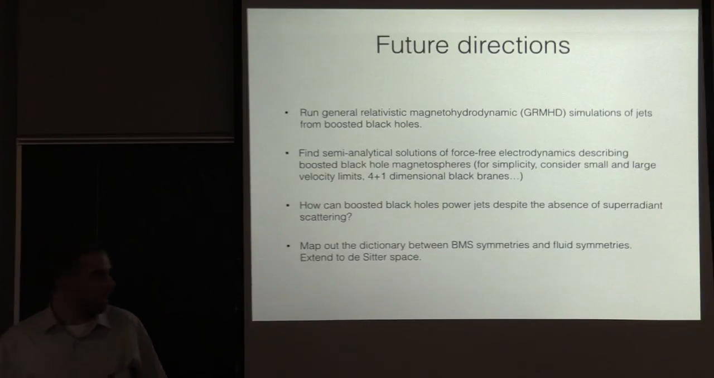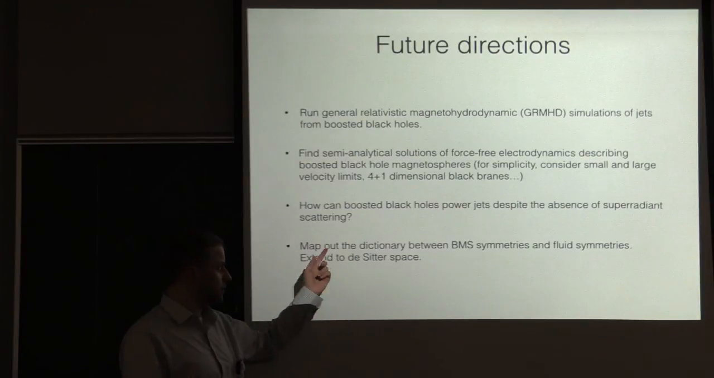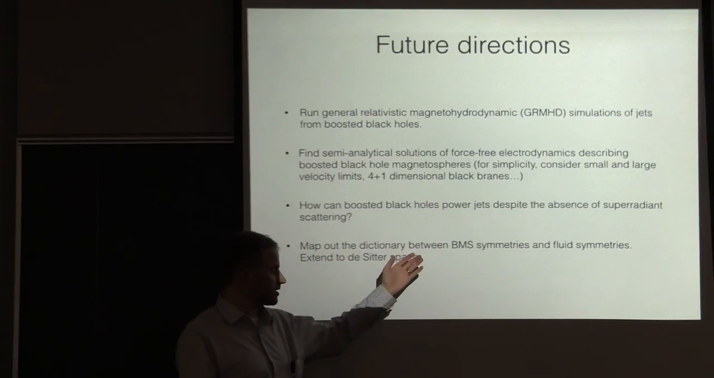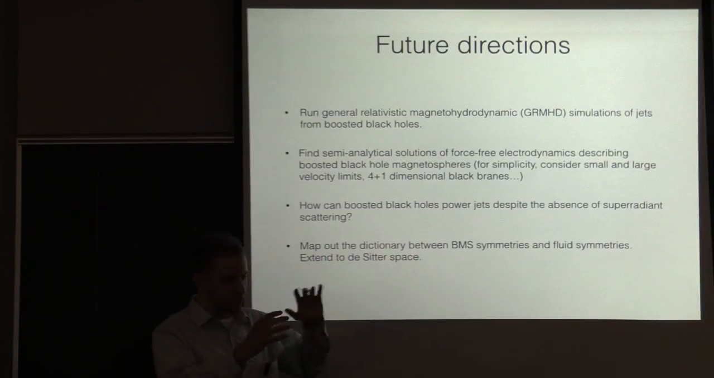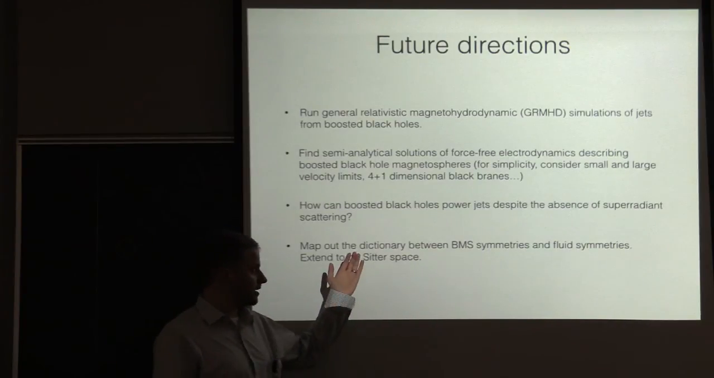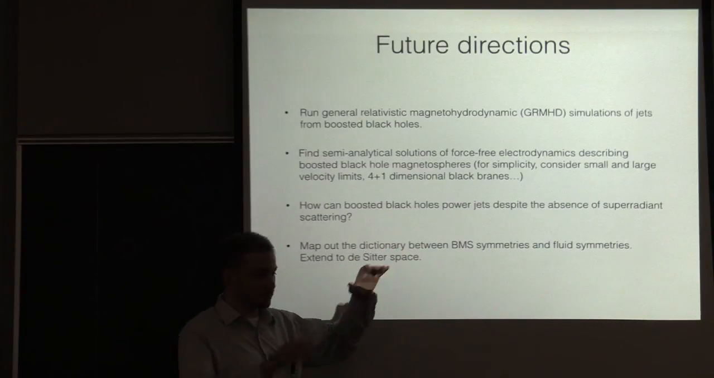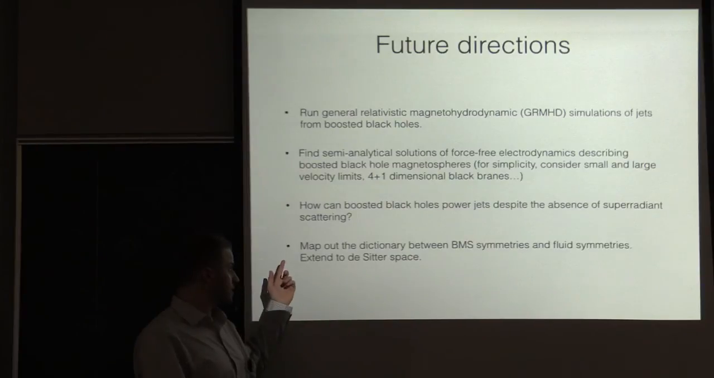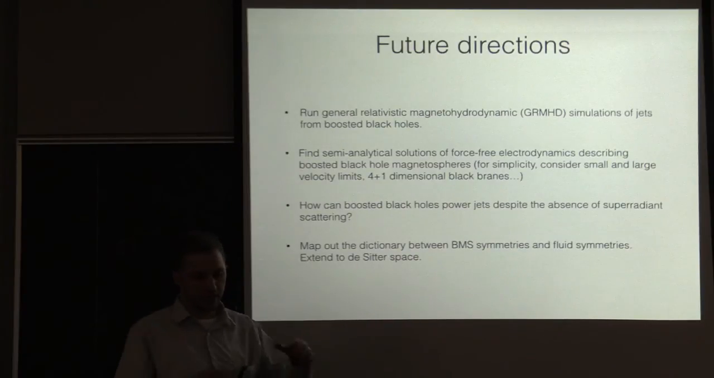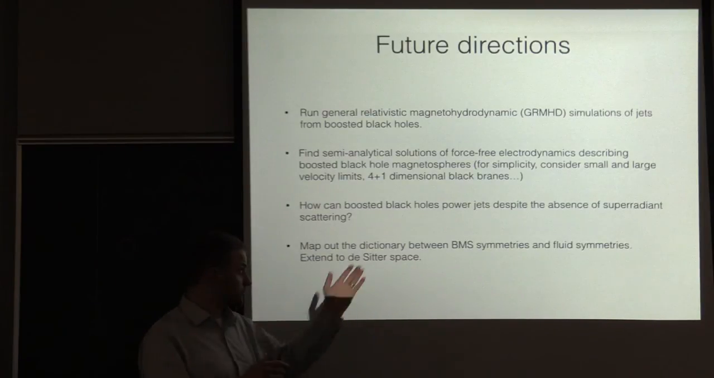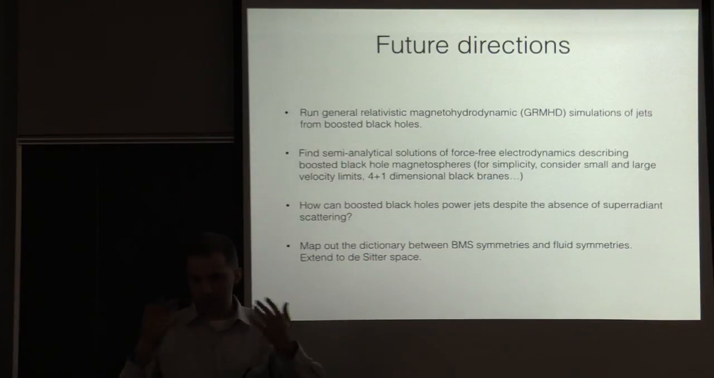And then finally, there's a lot to do mapping out this dictionary between the BMS group and the fluid interpretation of it. And then you can extend it to all different horizons. So it'd be interesting to do the same sort of thing in de Sitter space on the cosmic horizon. The cosmic horizon of de Sitter space also has a membrane description, so it'll also have these BMS symmetries, and it'll be interesting to work all of that out. Yep, so that's the whole talk.